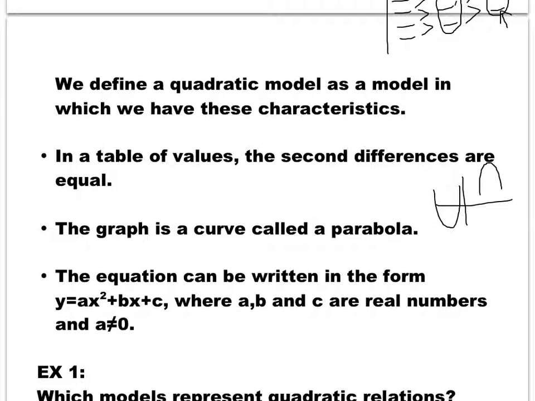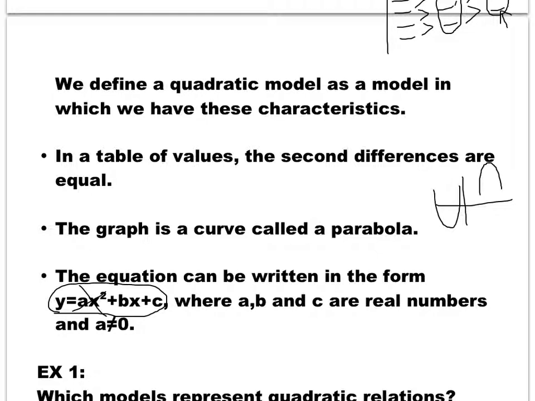And the third characteristic is that I can write the relationship between the two variables in a standard form, y equals ax squared plus bx plus c, where a, b, c are real numbers, with the main condition that a cannot be 0. Because just remember, if a is 0, this x squared is going to be gone, and what you are going to be left with is a linear relationship. So these are the three characteristics.